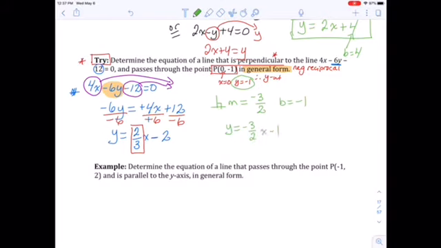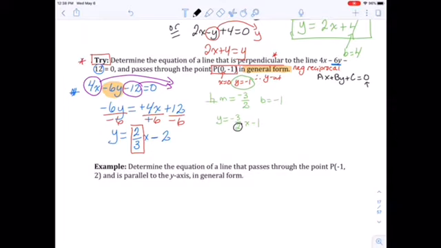Now that's all great. I'm just going to shrink this down a little bit. There's nothing wrong with that. We're getting there. But we want the answer in general form. So if I want this in general form, I need to get rid of this little fraction. Because general form, remember, is ax plus by plus c, which is my constant, equals 0. Don't forget to write the 0.